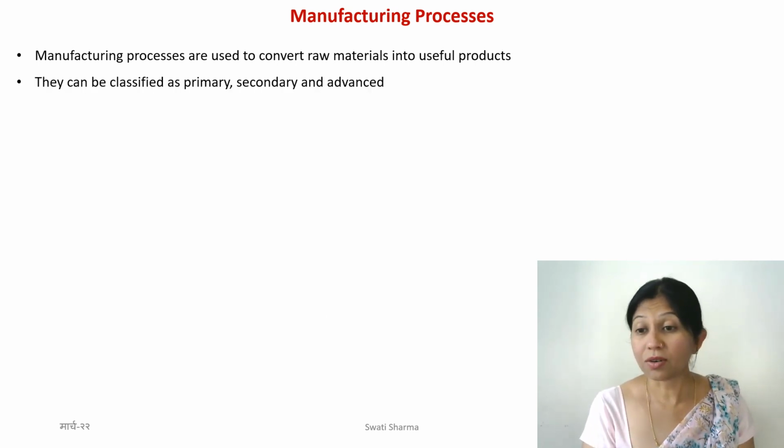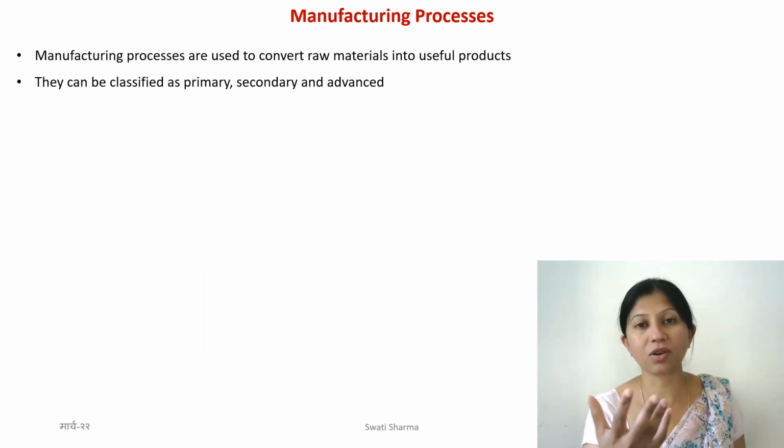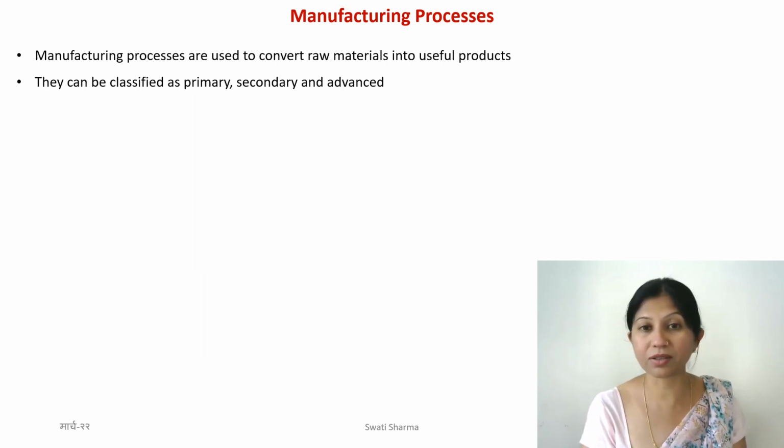Now, like everything else, we can also classify manufacturing processes. The standard way of doing this is primary and secondary, and nowadays there is also another term involved that is known as advanced manufacturing processes. Anyway, primary and secondary are important for this particular course, maybe some advanced processes as well.